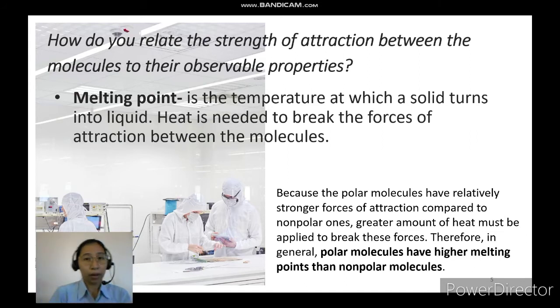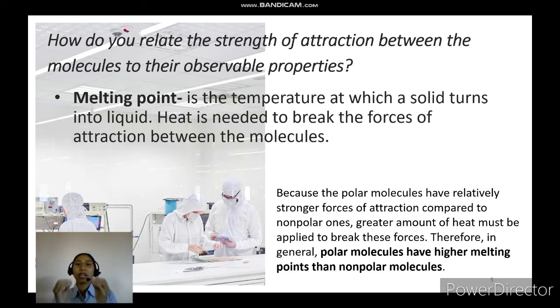What is the connection? Right? Here's the explanation. Because the polar molecules have relatively stronger forces of attraction compared to non-polar ones, greater amount of heat must be applied to break these forces. Therefore, in general, polar molecules have higher melting points than non-polar molecules. Always remember that rule, ha? Polar molecules have higher melting points than non-polar molecules.